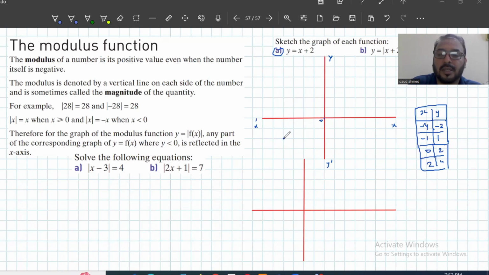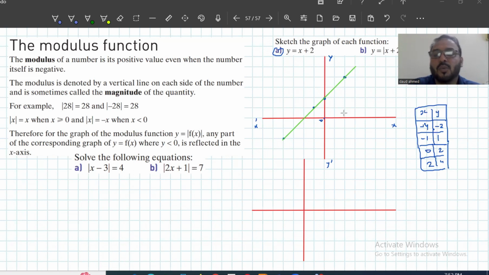Here is the first point, and then we have the second point, negative 1. At negative 1 we are getting 1, which is up here, and then we have 0, 2. So this is the point, and then we have 2, 4, exactly 2 units right and 4 units up, 1 2 3 4. Once you plot all these points, just draw a line, a sketch first.